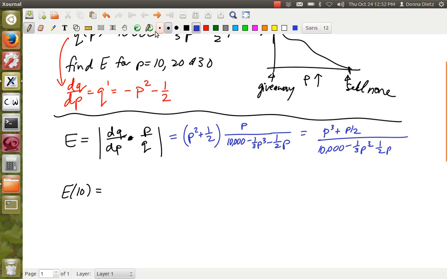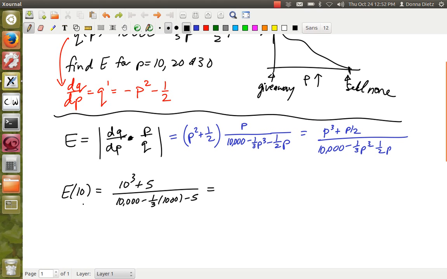Okay, so E of 10 is 10 cubed plus, what's 10 over 2? It's 5. And then you have 10,000 minus 1/3 of 1,000 minus 1/2 of 10, which is 5. Now something you should be looking at: this term, 10 cubed, and this 10,000, those are the important players. I mean, 1/3 of 1,000 isn't going to really matter that much. So this number is going to be really small, because 10 cubed is small compared to 10,000.